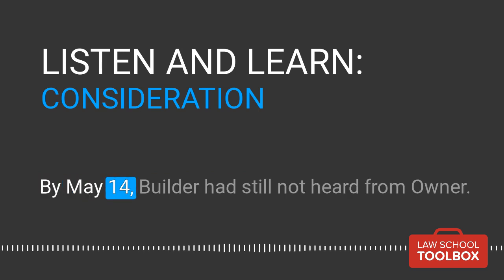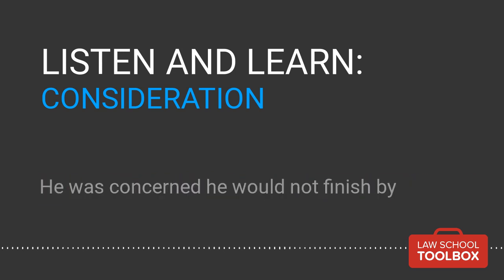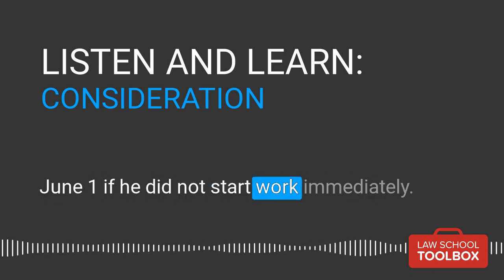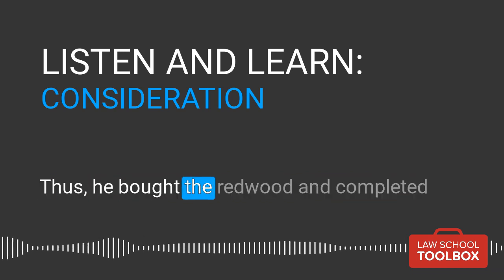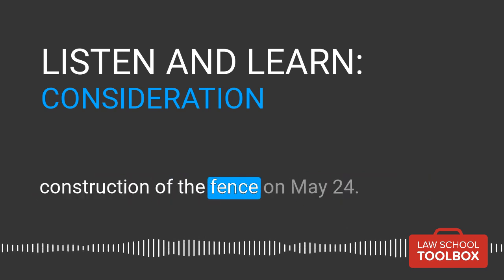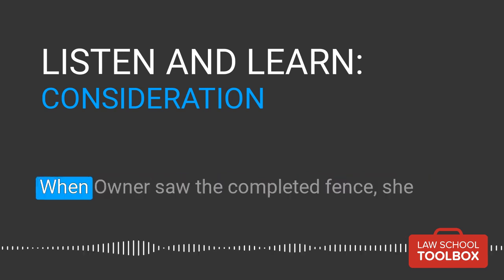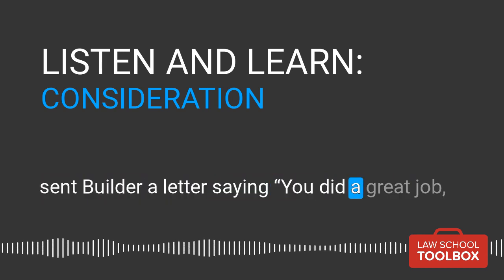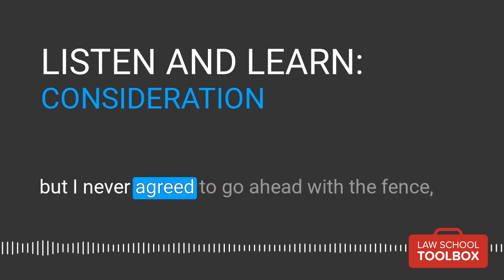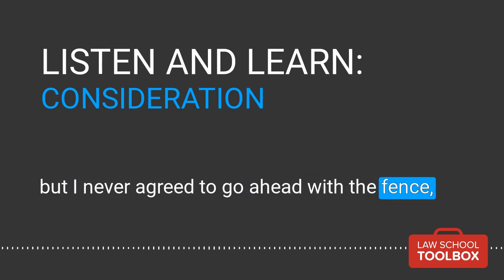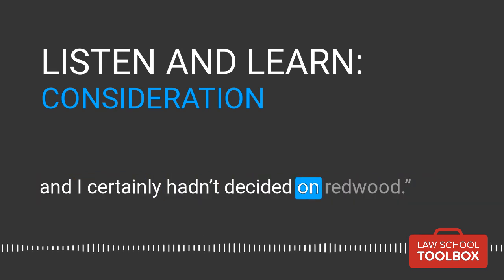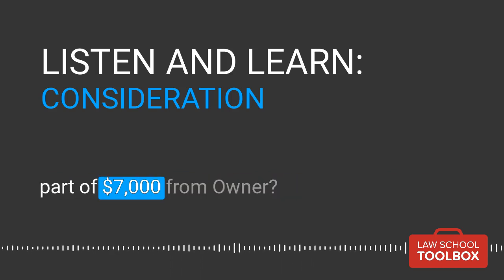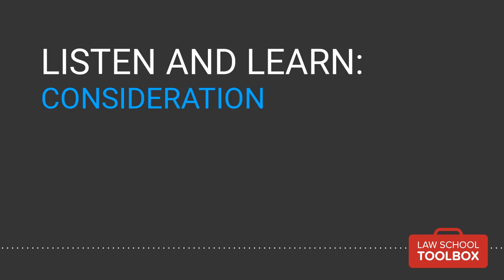By May 14th, builder had still not heard from owner. He was concerned he would not finish by June 1st if he did not start work immediately. Thus, he bought the redwood and completed construction of the fence on May 24th. When owner saw the completed fence, she sent builder a letter saying, "You did a great job, but I never agreed to go ahead with the fence, and I certainly hadn't decided on redwood." May builder recover all or any part of $7,000 from owner?